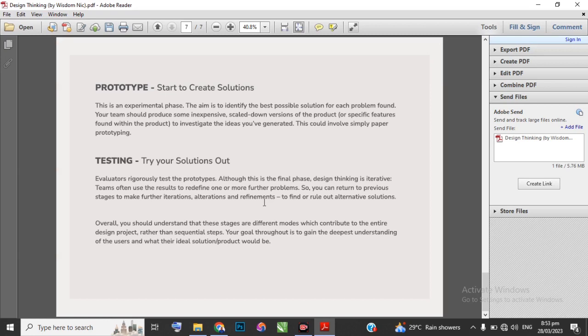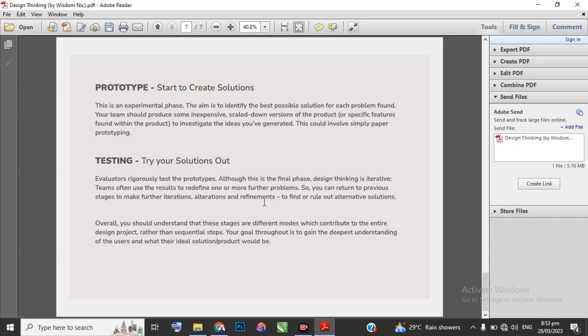So overall, you should understand that these stages are different modes which contribute to the entire design project rather than sequential steps. Your goal throughout the design thinking phase is to gain the deepest understanding of the users and what the ideal solution or product will be. The reason for going through the design thinking phase is for you to understand and gain the deepest insights into your users. So when you have known their problem, you can now come up with an ideal solution.